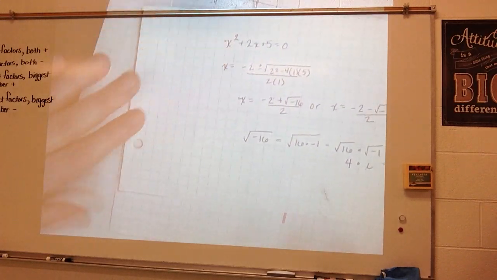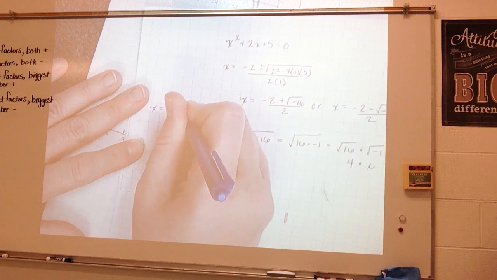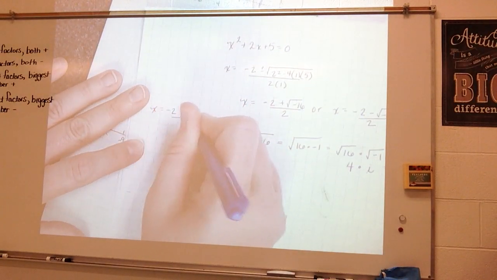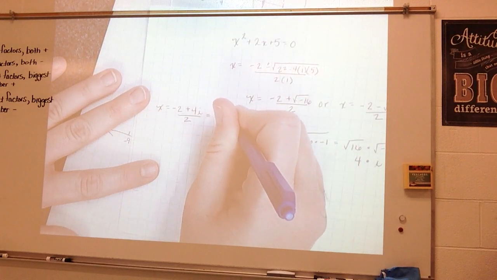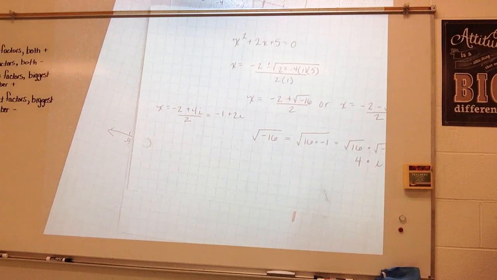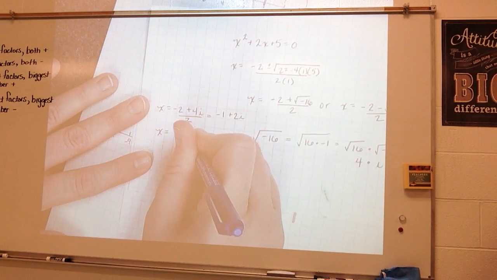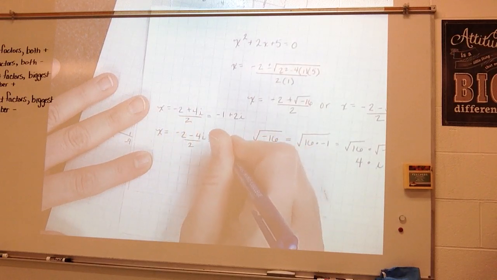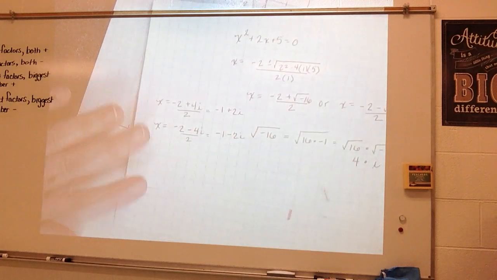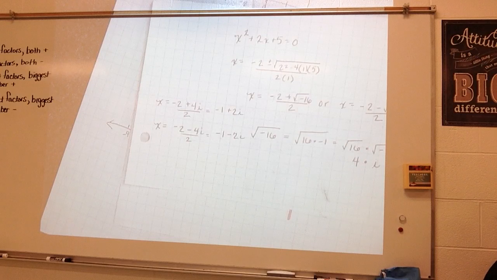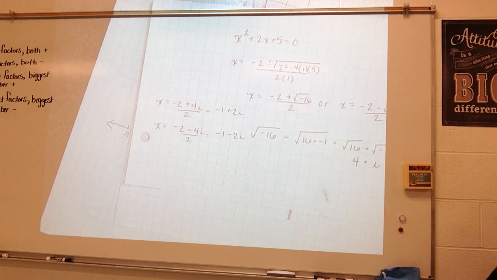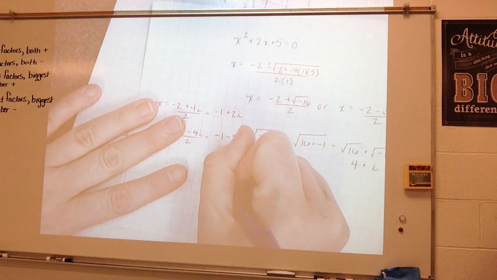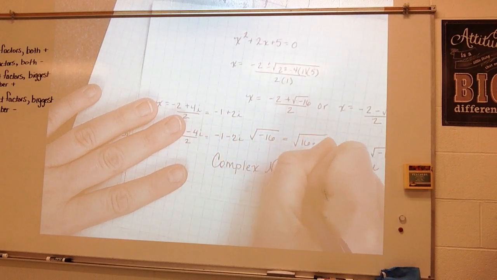Therefore, we can now plug back in. x would be equal to negative 2 plus 4i over 2, and I can reduce that to negative 1 plus 2i, just dividing everything by 2. And then I would get x is equal to negative 2 minus 4i over 2, which is negative 1 minus 2i. So now I can say that I do have solutions to my equation. And the solutions are negative 1 plus 2i and negative 1 minus 2i. The solutions are what we call complex numbers. Alright, complex numbers.